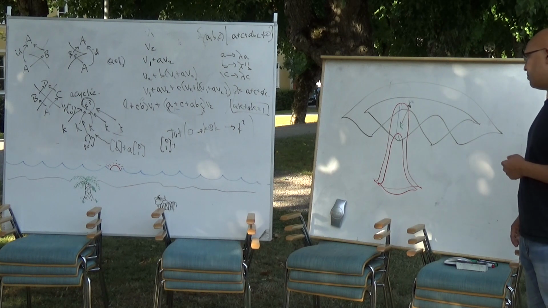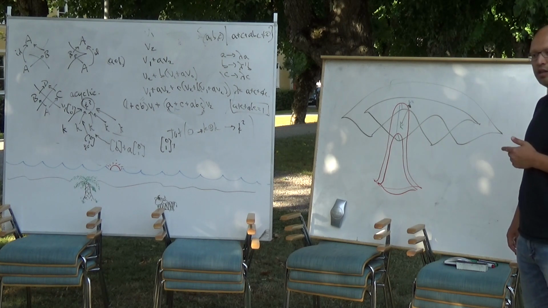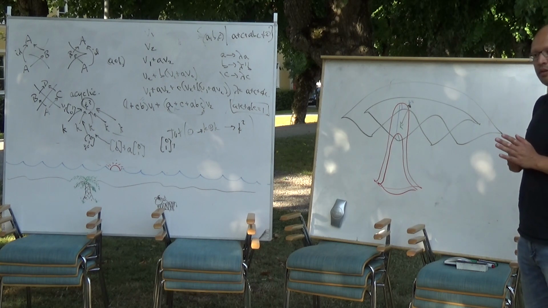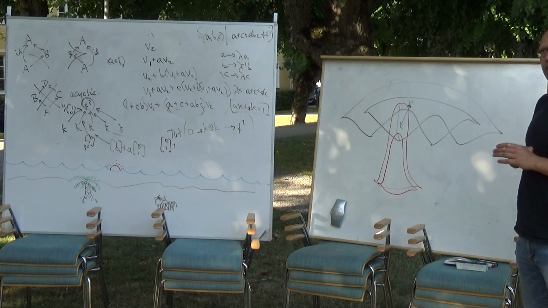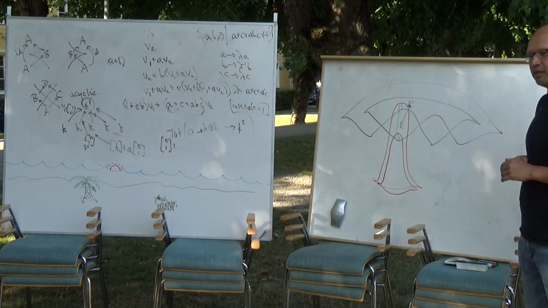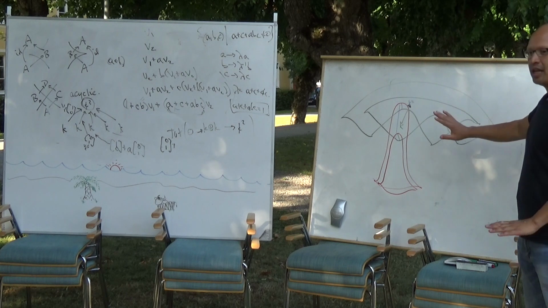Because in any case, the most difficult part of the story is not producing the map, it's always checking that it's surjective. Checking that it's surjective, and this sort of picture doesn't help you at all with that.